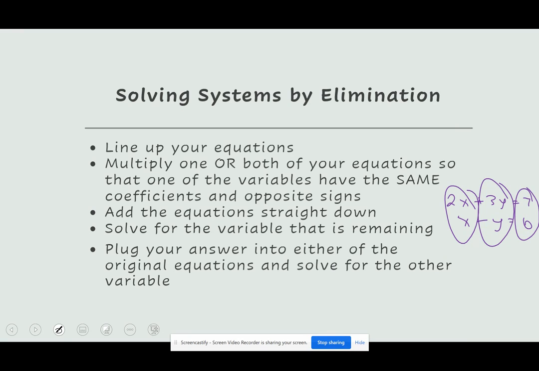You're going to multiply one or both or none of your equations so that one of your variables has the same coefficients but opposite signs. And we'll go through that too. Then once that happens, you're going to add your equations straight down so that the one that has the same coefficient and opposite signs will cancel out. You're going to solve for your variable that's remaining to get your answer and then plug that into one of the original equations to get your other variable. That part's the same as substitution.